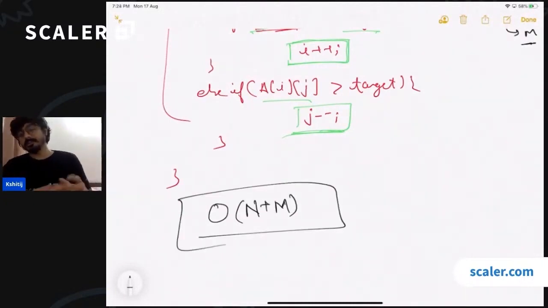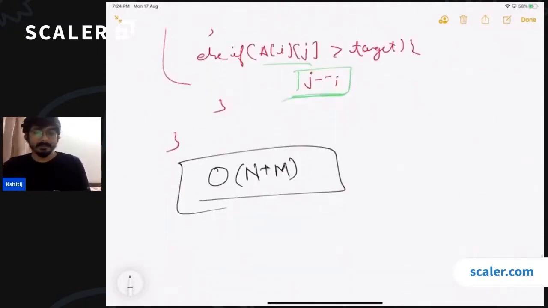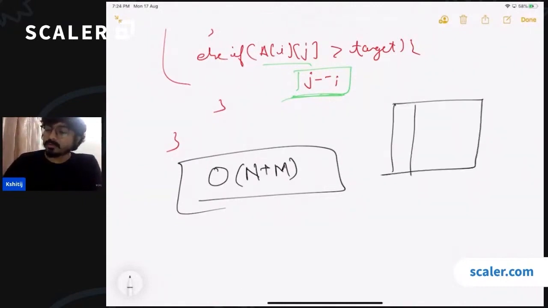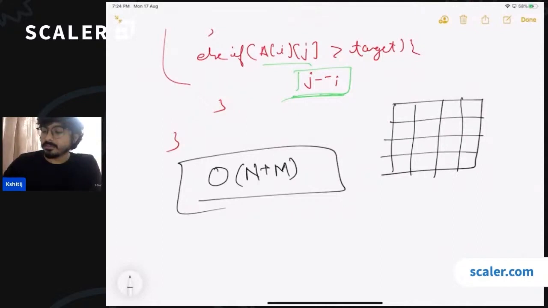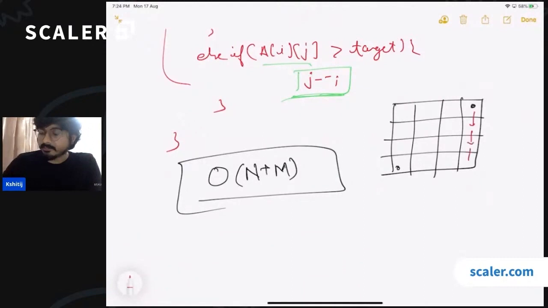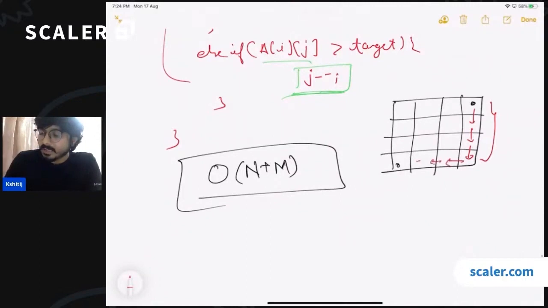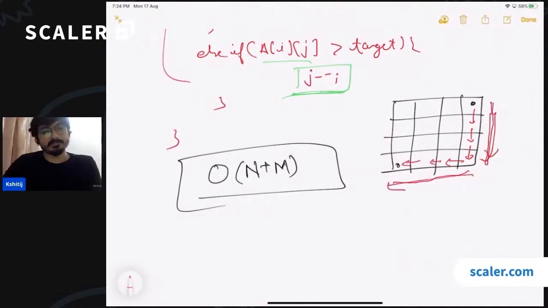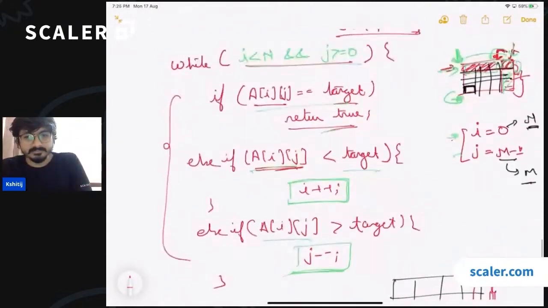What if the matrix is not sorted? If the matrix is not sorted, you cannot apply this logic, right? Why not maximum of n and m? That is because you can do both of the things, right? If you are moving from this corner to this corner, you will have to take all the n steps in order to move from here to here, and you will also have to take all the m steps in order to move from here to here. This is the worst case, that you go down as much as possible and you also go left as much as possible. Okay, so that is n plus m.